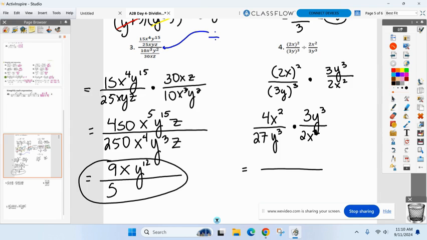What am I left with on top? Let's see if you guys got this down here. 12x squared y to the third, or cubed. I like the fancy way there. Nice. 27 times 2, what's on the bottom now? 54 x squared.